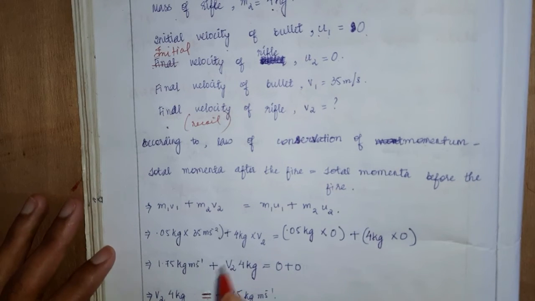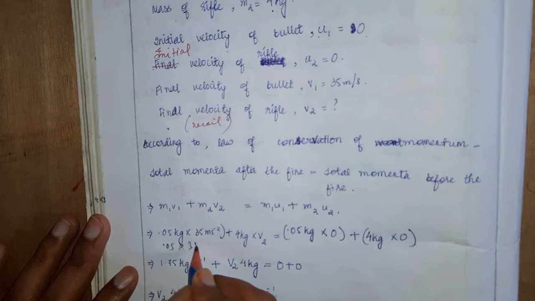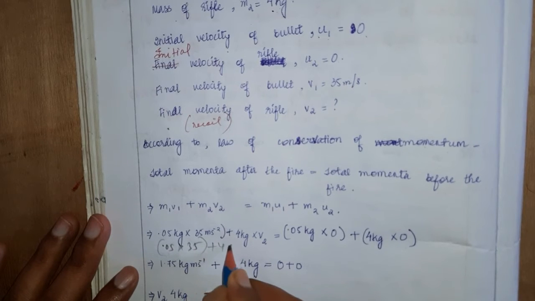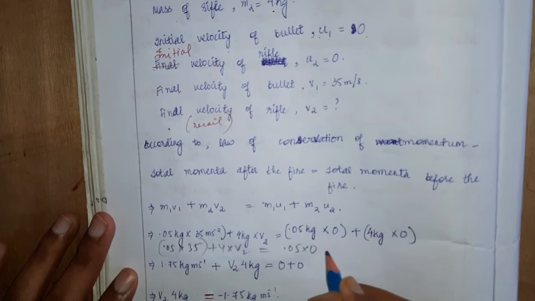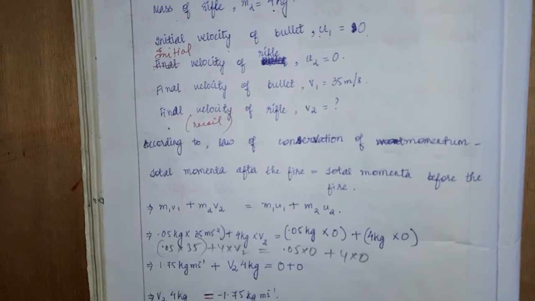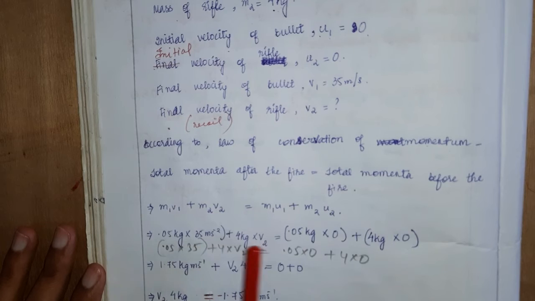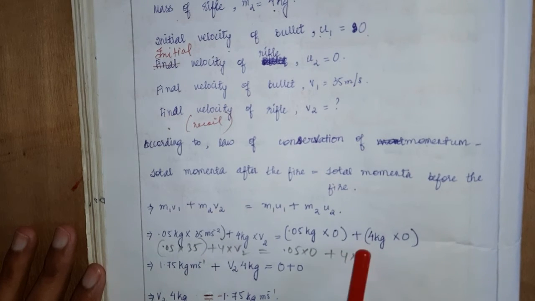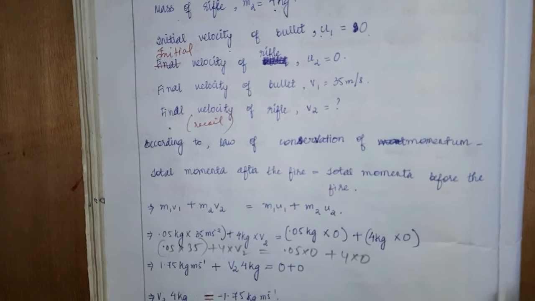Okay, you can also write it like 0.05 into 35, plus 4 into v2, equal to 0.05 into 0 plus 4 into 0. Like this also you can write, but at the end when you write the result, you have to see what you have found out and what the unit will be. Both ways are correct. Though I have written along with the units, if I write along with the units, we have to calculate that unit also. But you can also write without units, if you find it difficult. So let's see.